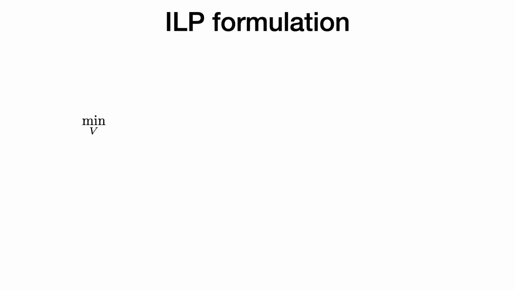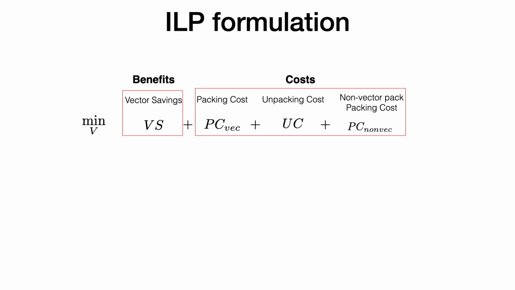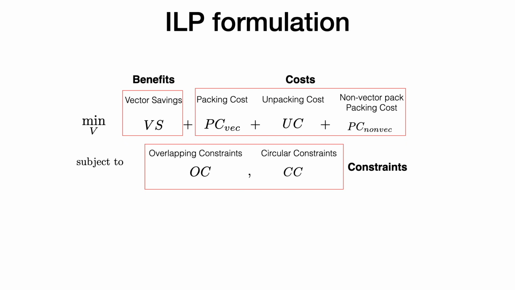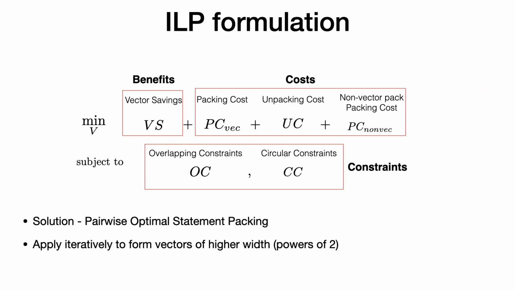So now we have an ILP formulation that maximizes the savings and reduces the cost by packing and unpacking under some constraints. By solving this system, we will find globally what instructions should be packed together. So we do it for powers of 2 and repeat until the vector length is filled.